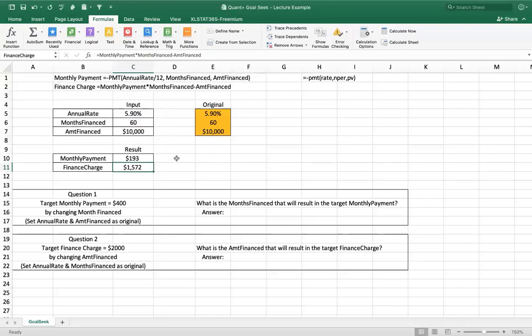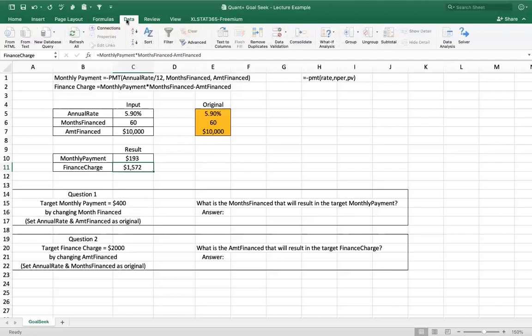So I also have two questions set up here. The first question asks, what is the months financed that will result in the target monthly payment? Here we have target monthly payment equals $400 by changing months financed. Set the annual rate and amount financed as original. Now this is where Goal Seek comes in.